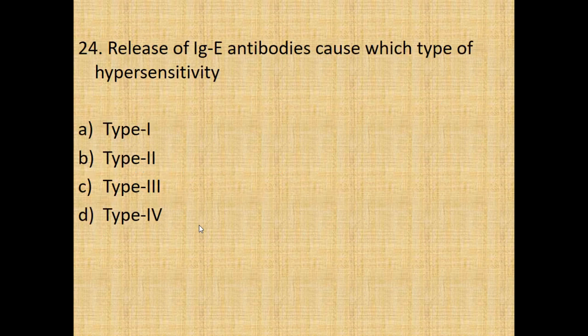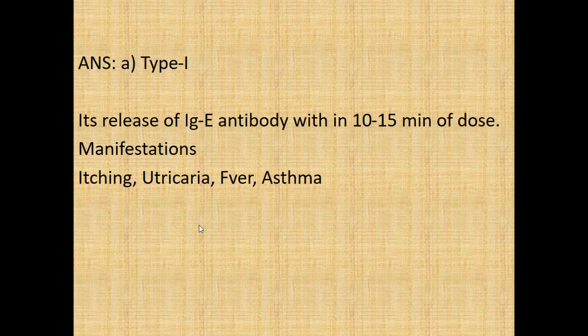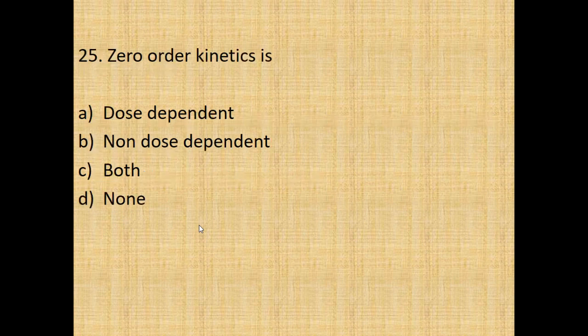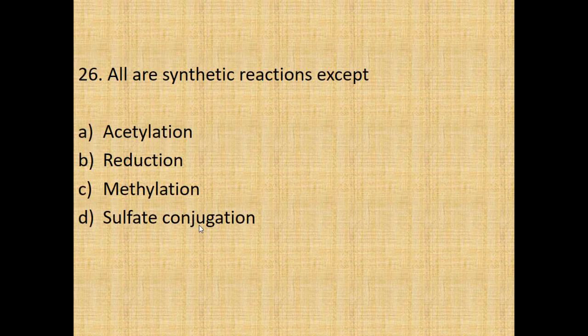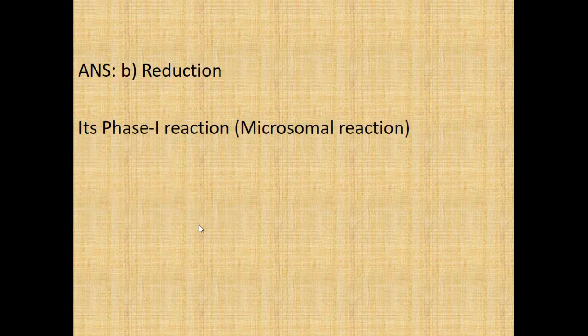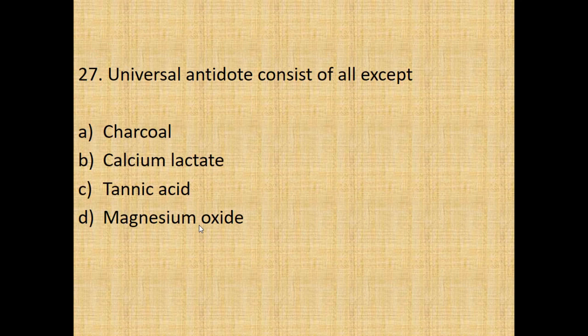Then release of IgE antibodies causes which type of hypersensitivity? In total we have four types of hypersensitivity reaction. One, two, three are mediated by antibodies. The fourth one is mediated by cells. IgE is type 1. What are the things we will see? Manifestations: itching, urticaria, fever and asthma. Then zero order kinetics, I already told you, is dose dependent. Then all the synthetic reactions except reduction are phase 2 reactions. Then universal antidote consists of all except calcium lactate.